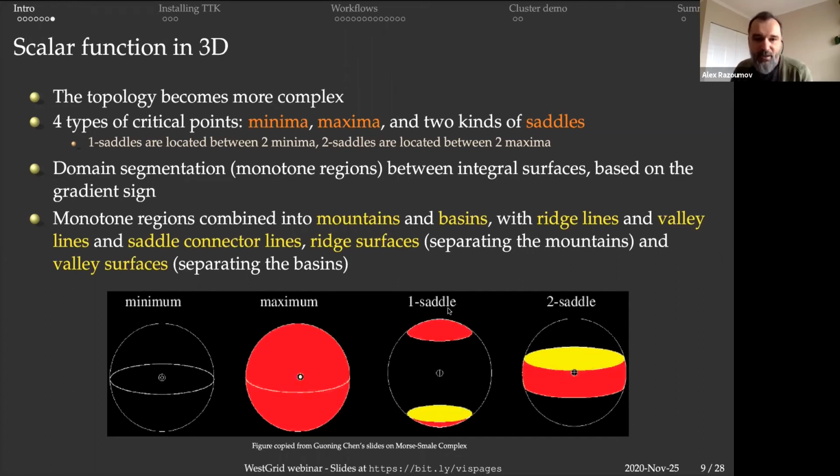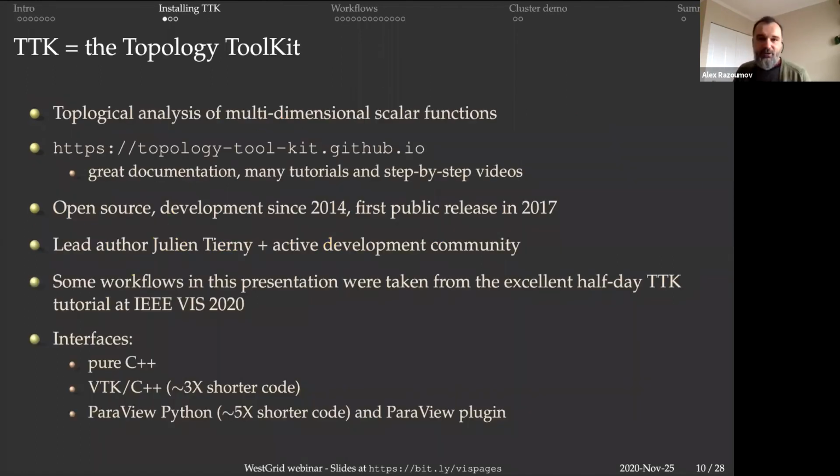Similar to 1D and 2D, monotone regions can be combined into mountains and basins. There are also ridge lines and valley lines like in 2D, but there are also saddle connector lines, ridge surfaces separating the mountains, and valley surfaces separating the basins. Visualizing this in 3D, of course, is more difficult, so I don't attempt to draw this. And so TTK lets you do this kind of analysis fairly easily.